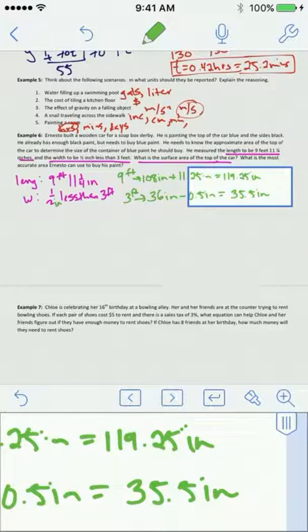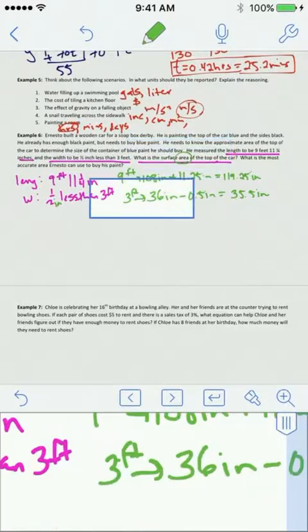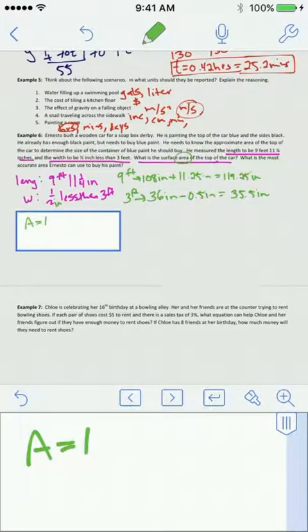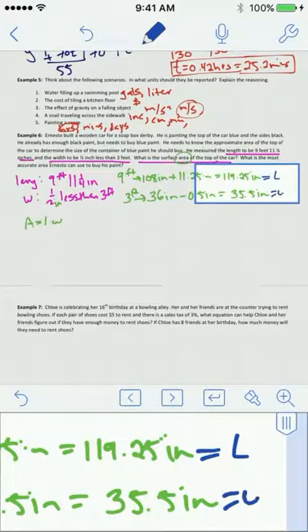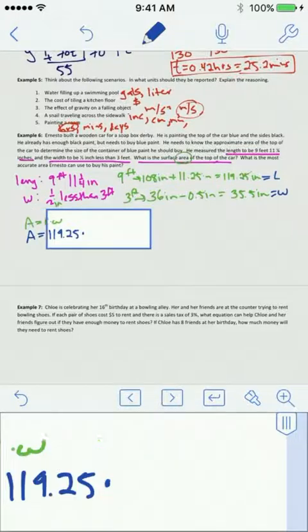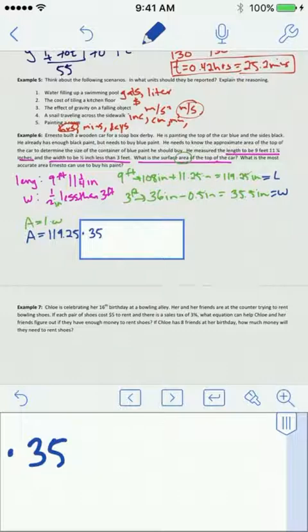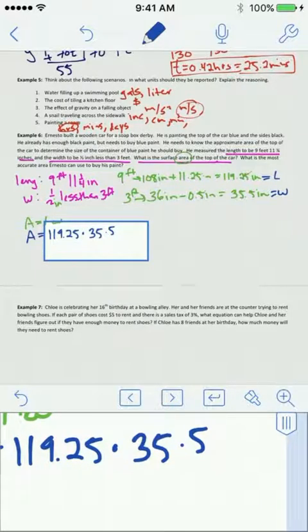Check that out. Now let's see if we can answer the question. What is the surface area of the top of the car? So surface area comes down to a formula. Area is equal to length times width. Hopefully we knew that. If not, there's a reminder. If the length is equal to this and the width is equal to that, then I can plug in and translate into my problem. Area is going to equal 119.25 times my width, 35.5, right? And that'll be my area in what units? It would be inches, right?